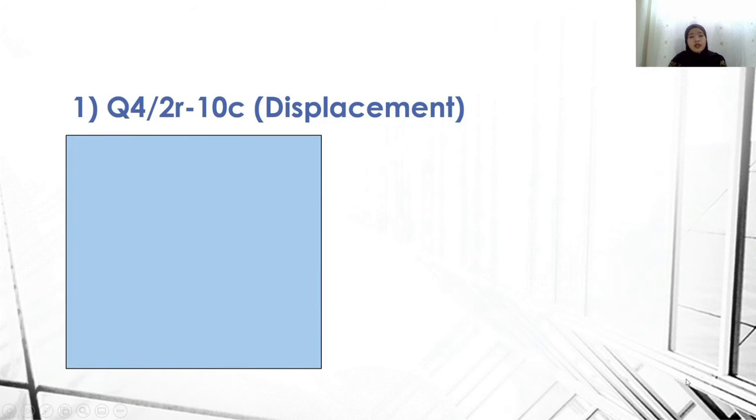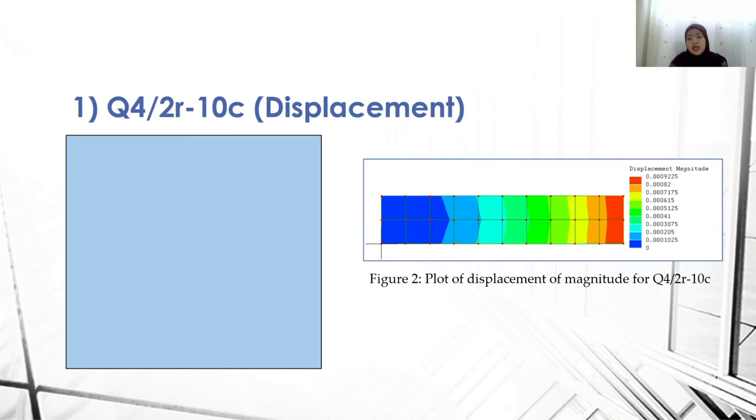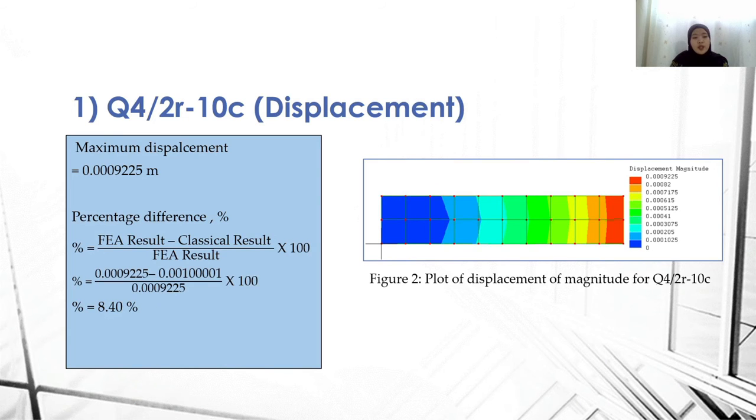For the first one, Q4 2 row, 10 column, in terms of displacement, here is the plot of displacement magnitude. Based on the figure, we can see a maximum magnitude of 0.009225 meter. Comparing the simulation value with the classical result, we get a percentage difference of 8.40%.